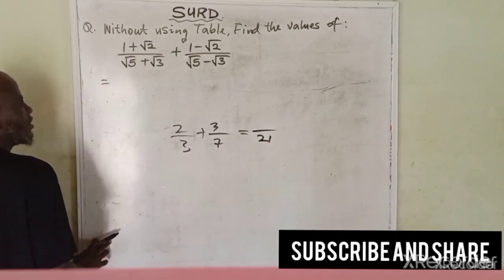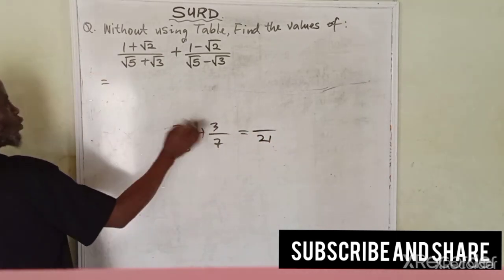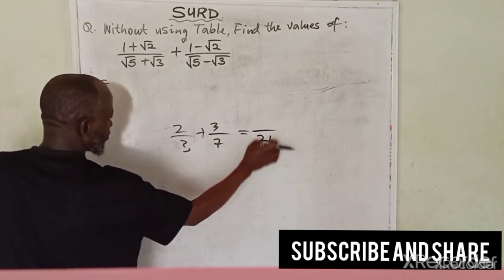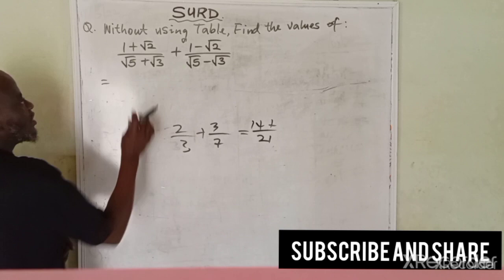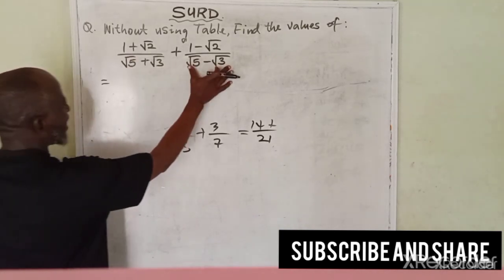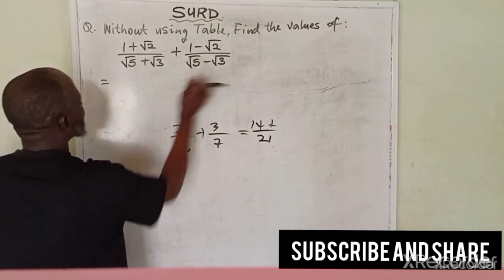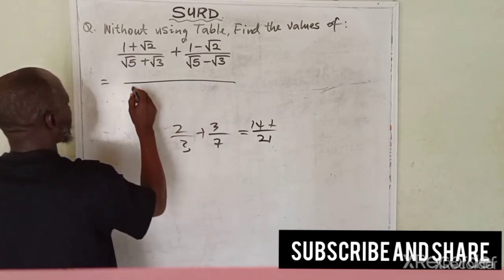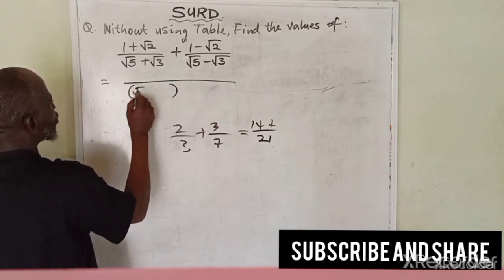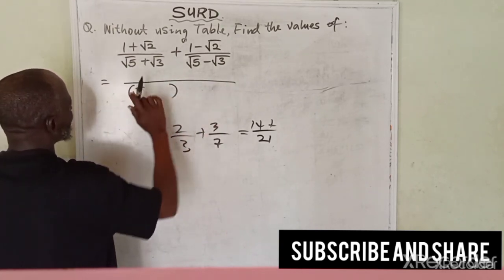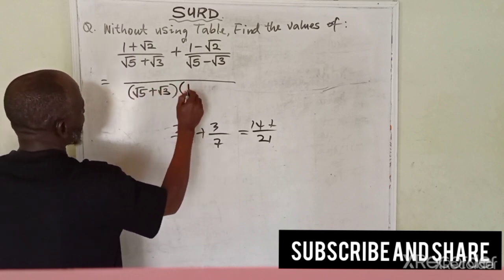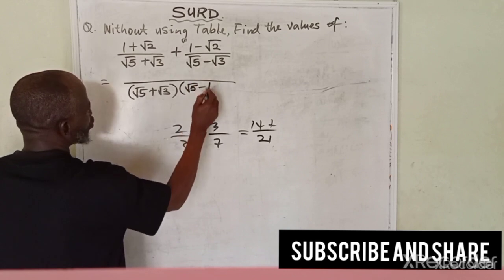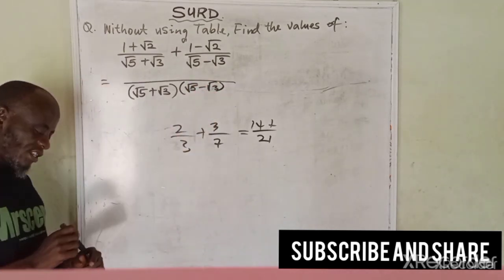Then you solve. You ask, how many 3s can you see in 21? Then you use the value 3 on the 7. 7 times 2 will give you 14, plus and so on. In the same way, you find the LCM here. The LCM of this and this, you just multiply them. So let's draw our divisor line. So it becomes root 5 plus root 3 multiplied by root 5 minus root 3. That will be the LCM.